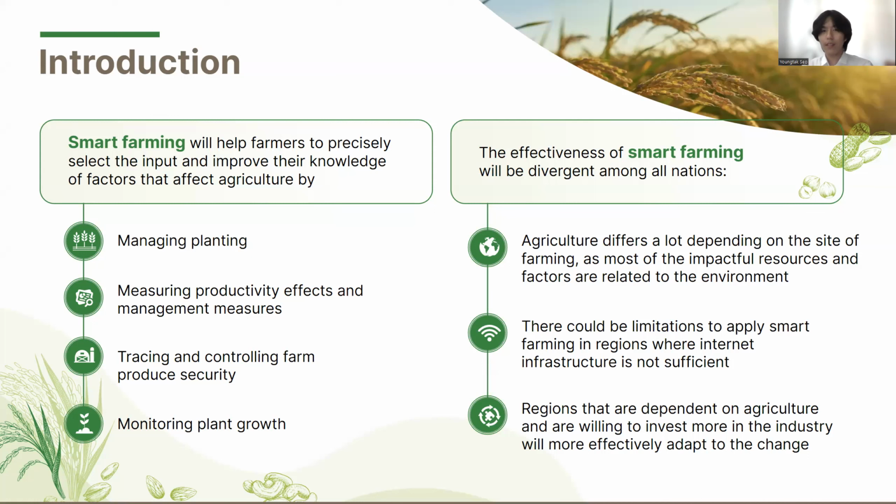The effectiveness of smart farming will be divergent among all nations due to mainly three reasons. Number one, agriculture differs a lot depending on the site of farming, as most of the impactful resources and factors are related to the environment. Two, there could be limitations to apply smart farming in regions where internet infrastructure is not sufficient. And three, regions that are dependent on agriculture and are willing to invest more in the industry will more effectively adapt to the change.